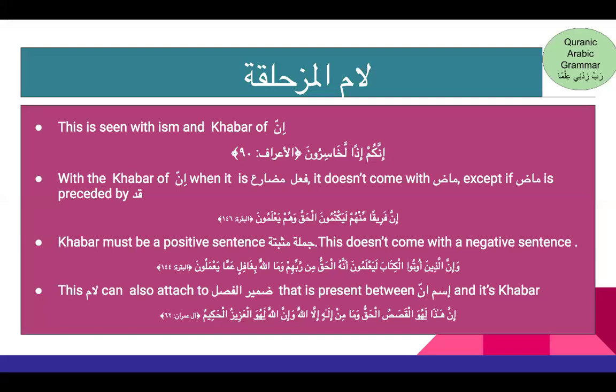The last place where you are going to see lamul muzahlaqa is when there is damirul fasl, which is a special pronoun present between ismu inna and khabru inna. In that case, you are going to see lamul muzahlaqa. So the last place where we are going to find our lamul muzahlaqa is after inna, you are going to see lam attached to damirul fasl, which is present between ismu inna and khabru inna.